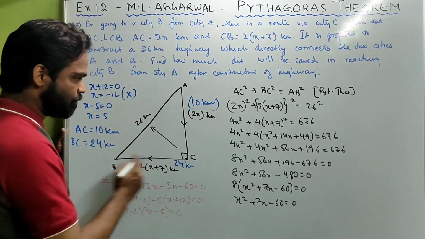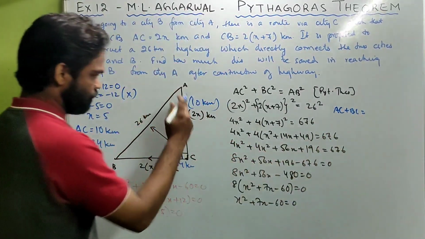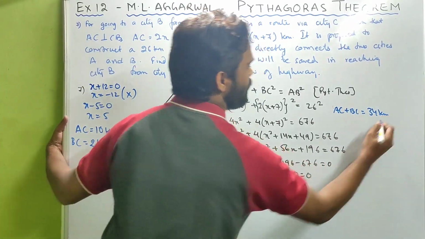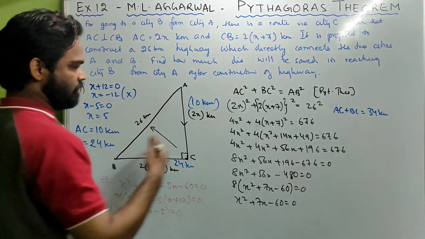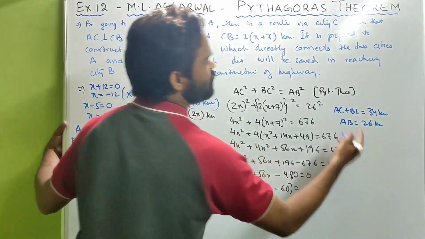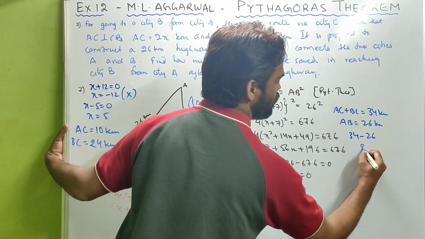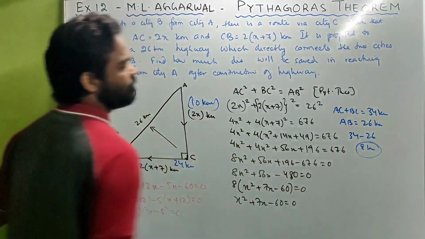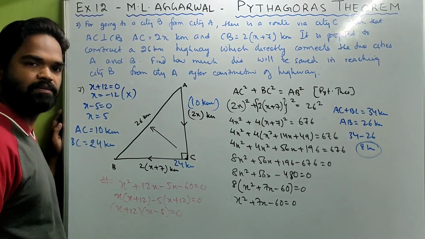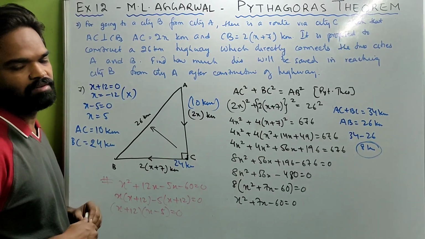Now, AC plus BC, the earlier route was 34 kilometers, but after the construction of that highway, AB is how much? 26 kilometers. So how much distance is saved? 34 minus 26, 8 kilometers is saved. You have to travel 8 kilometers less to reach from A to B. Am I clear? Now let us look at the next sum.